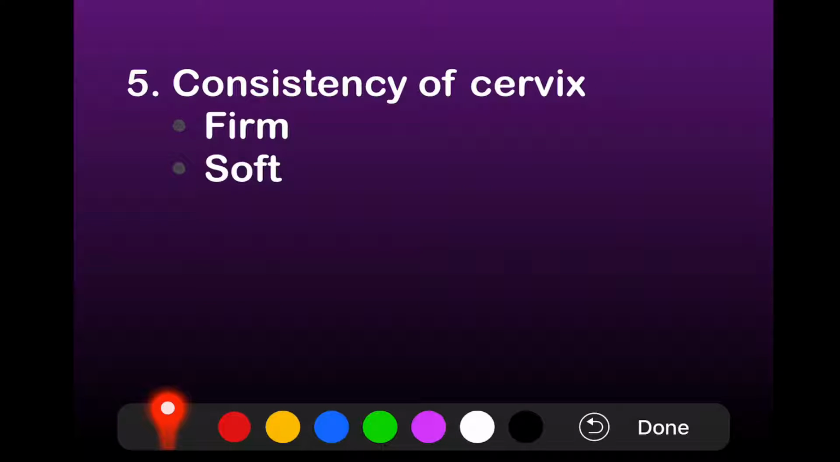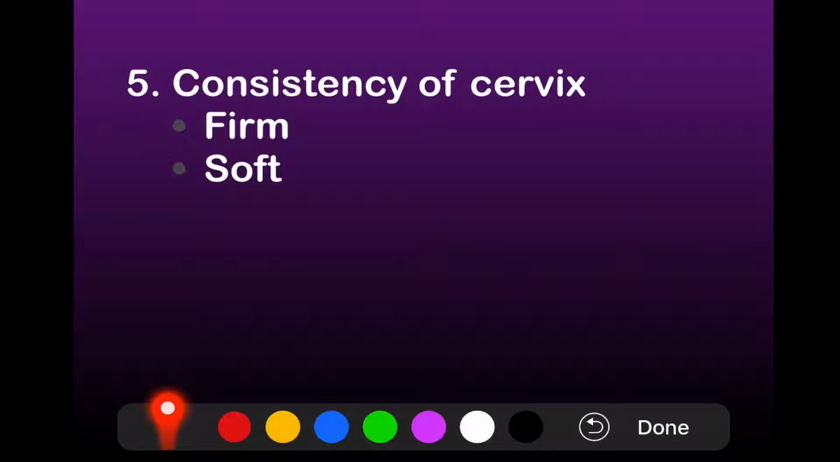The fifth is the consistency of the cervix. When you examine it, if the cervix is not ready for labor, it is firm and refuses your finger to enter. You give it 0. For the consistency of the cervix, you have only 2 points: firm and soft. Firm is the failure, 0, and soft is the success, meaning 2. There is no midway between these results.